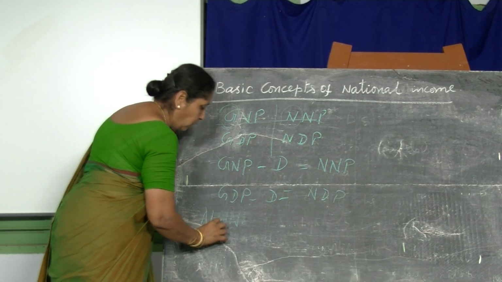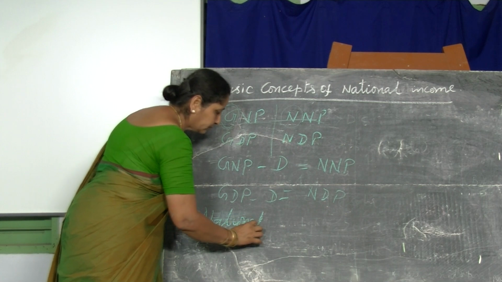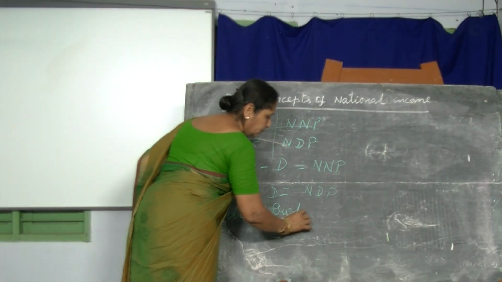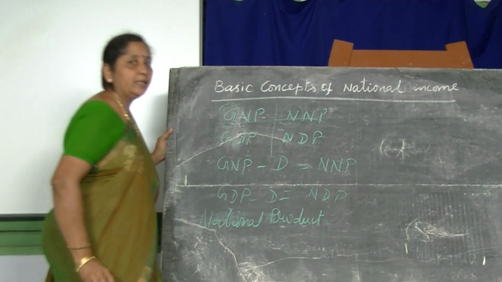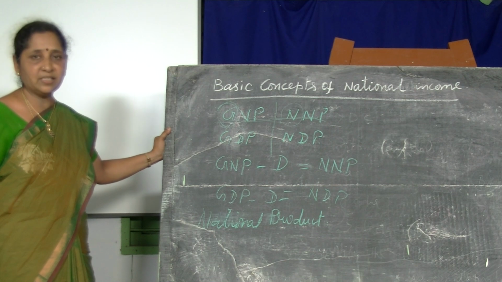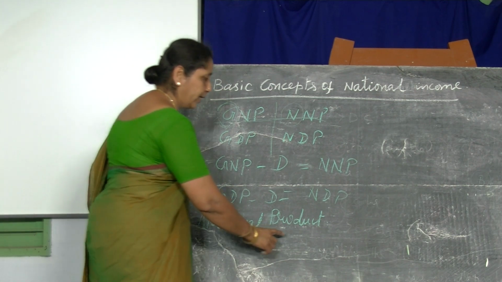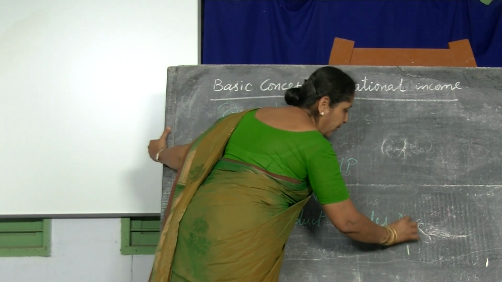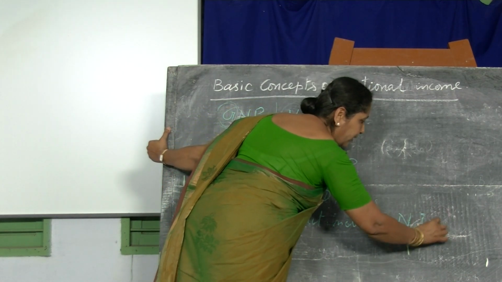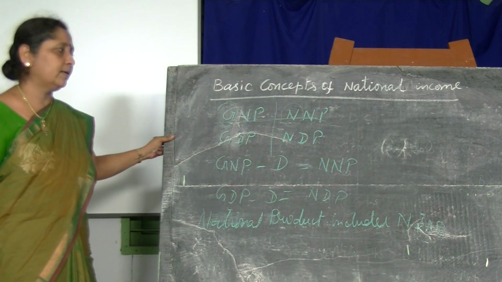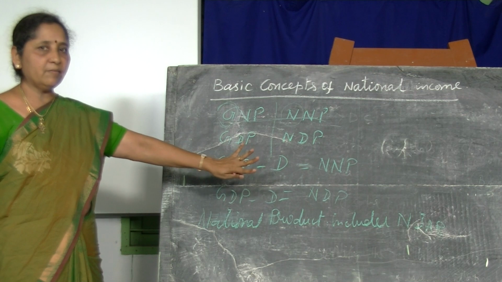National product always includes the net foreign income from abroad. Net income, we used to say net income from abroad. National product always includes net income from abroad. This will be the short form that you can find in all the books and guides. So net income from abroad.